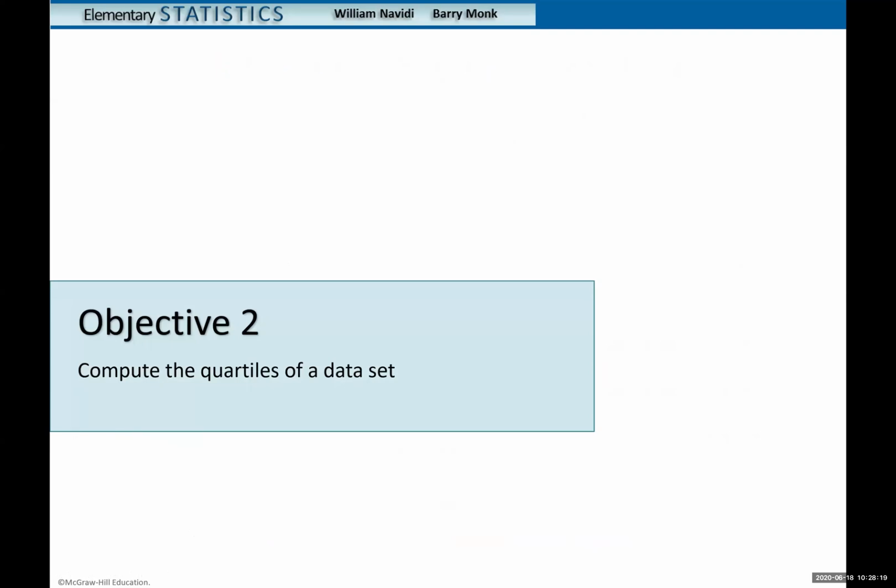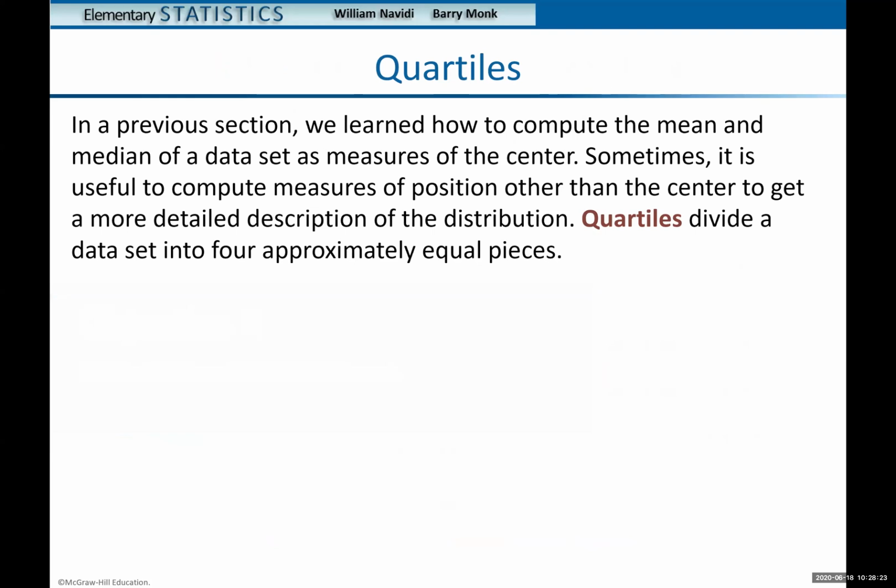So next, compute the quartiles of a data set. You know now how to compute the mean and the median. Sometimes it is useful to compute measures of position other than the center. First is the quartiles, which divide the data set into 4 equal pieces. So again, definition: quartiles divide the data set into 4 approximately equal pieces.